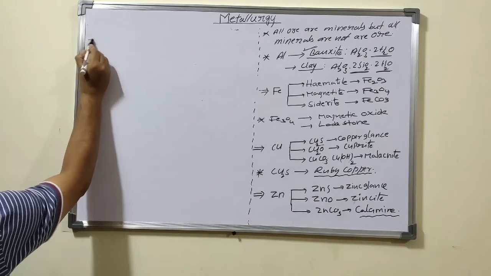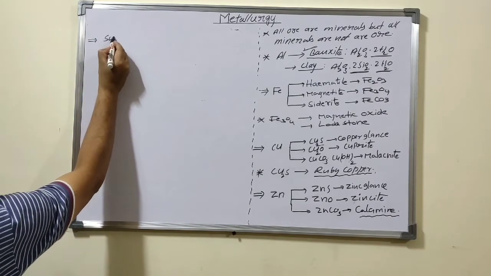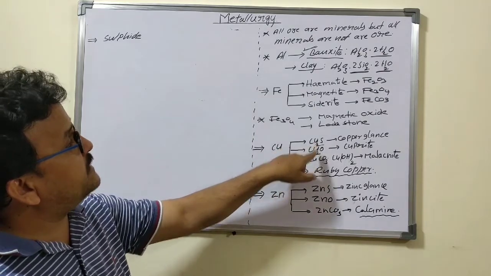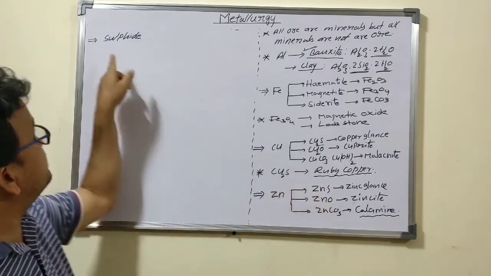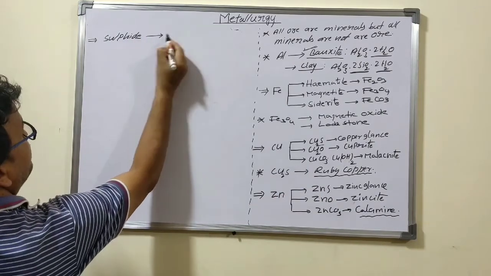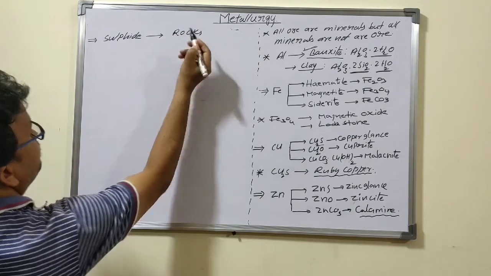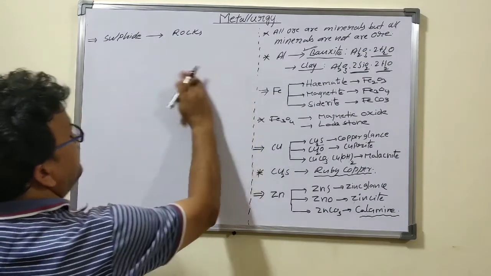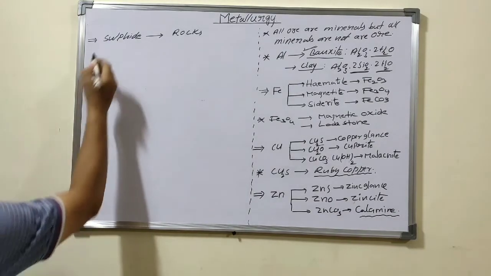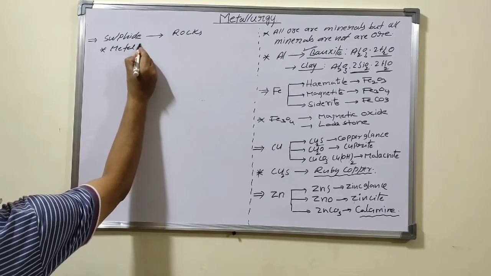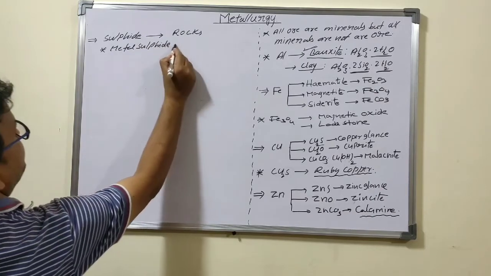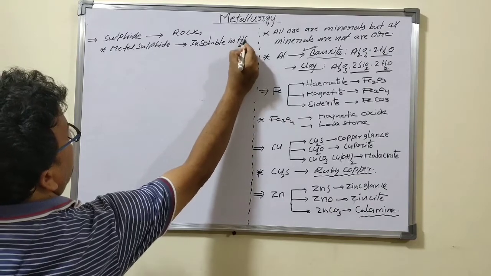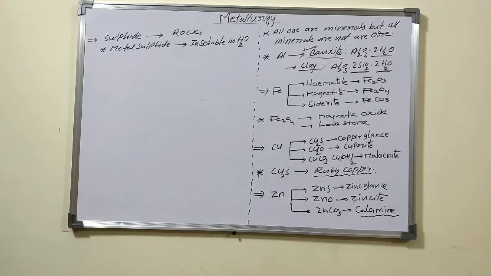Now, elements which are in sulfide form, copper glance, zinc glance, these are in sulfide form. Generally, the sulfide form occurs in rocks. Remember this. Minerals which are in sulfide form occur in rocks. Why do they occur in rocks only? Because metal sulfides are insoluble in water. That's why they are in rocks.